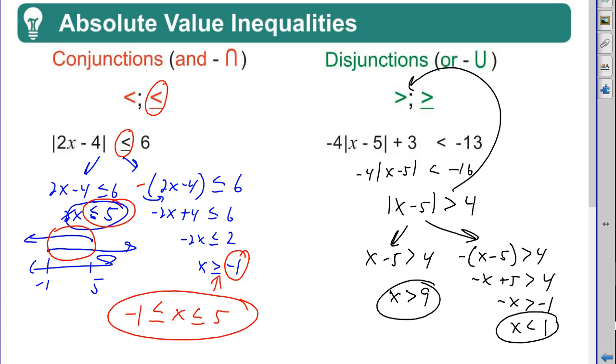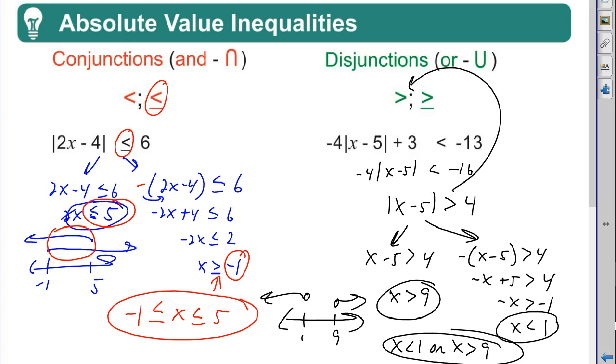Now what happens here? Again, if I were to graph this, I have to come over here to the left. My 1 is here. My 9 is up here. This one goes this way, and this one goes that way. So this one is going to be the word or, to show the union of them.